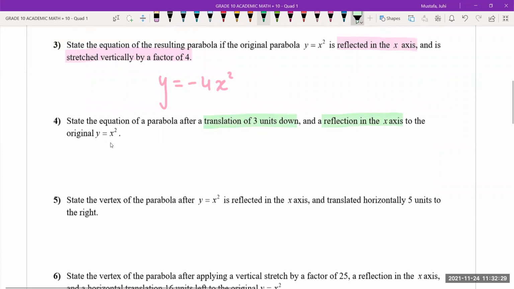All right, can I get a volunteer to tell me what you think you would get for this, just so we can get different people trying? Shweta, go ahead. Okay, so y is equal to negative x squared, negative because of reflection, and then you minus 3 because it's 3 units down. Perfect.